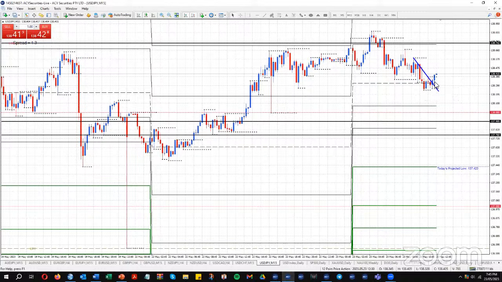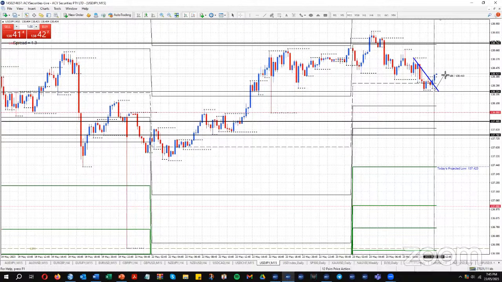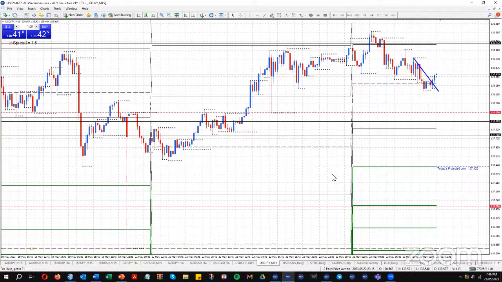It's getting support at the central pivot point. Very limited risk to take that trade if you just put your stop below the low here. It's limited risk in terms of pips. There's no more than 20 pips risk there. But I always like a support level in my equation when I'm looking for a turnaround.